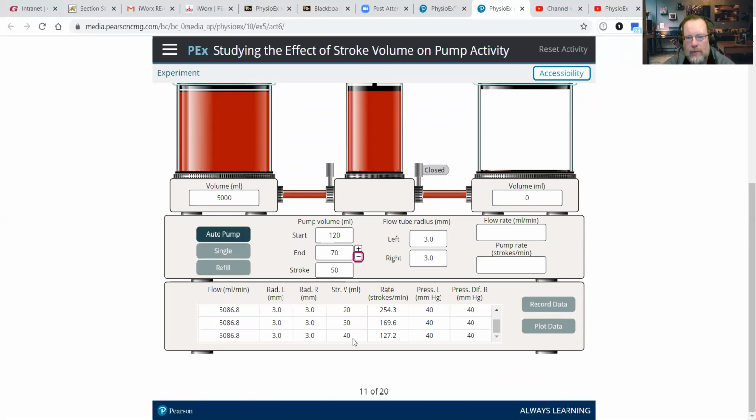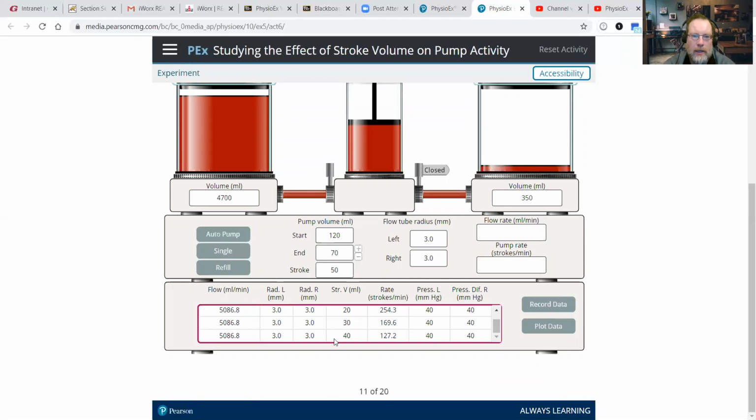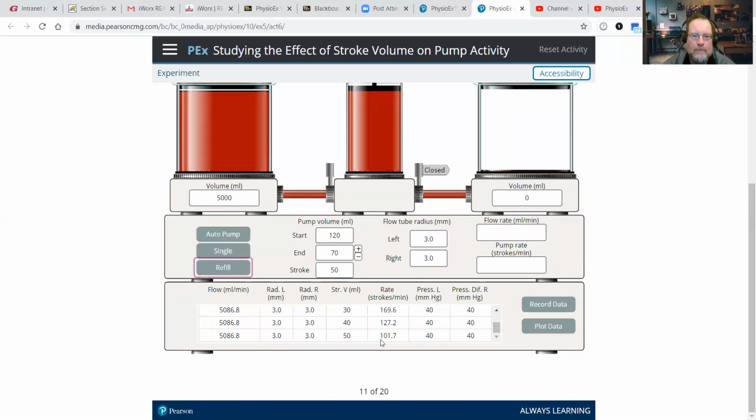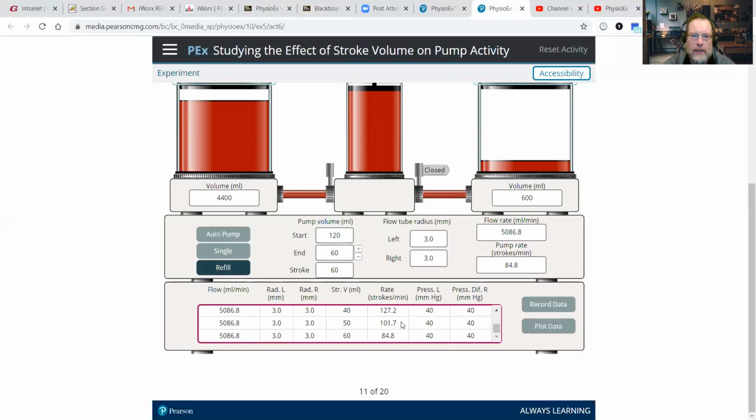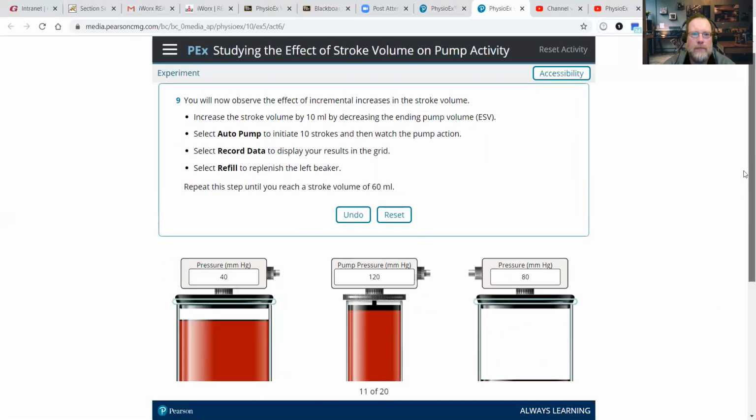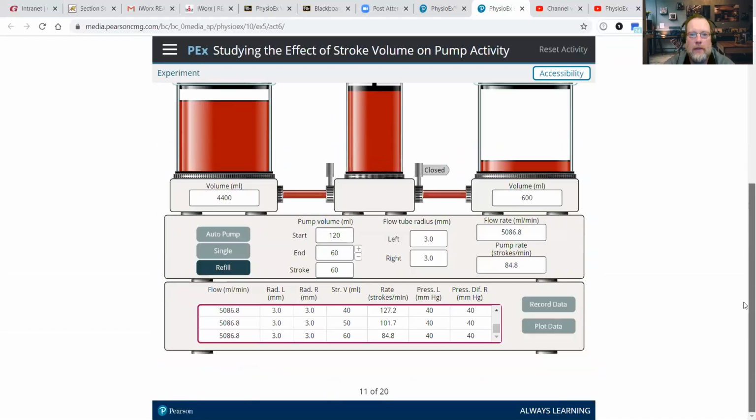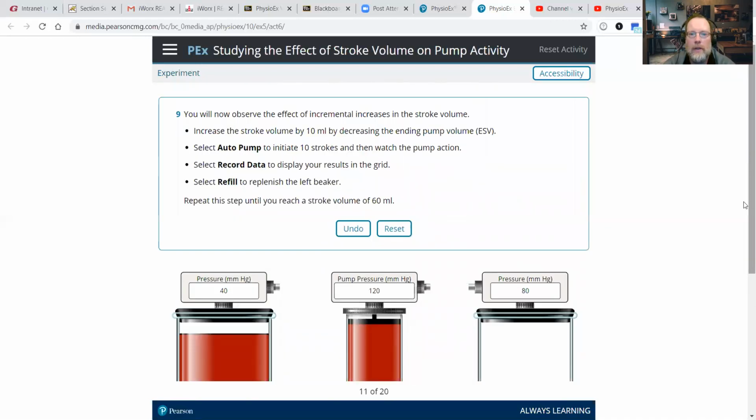Now stroke volume is up to 50. We're going to give that 10 pumps, so that should bump this up to 500, and we should see around 100 beats per minute for our heart rate. And then lastly, we've got the 60s. So 60 times 10, this should get up to 600. We can record our data, and we're going to be a little bit less than 100 there. And I believe, let's see, refill.